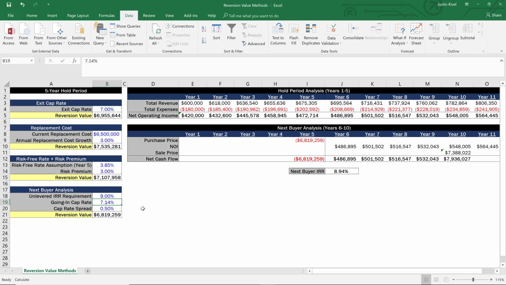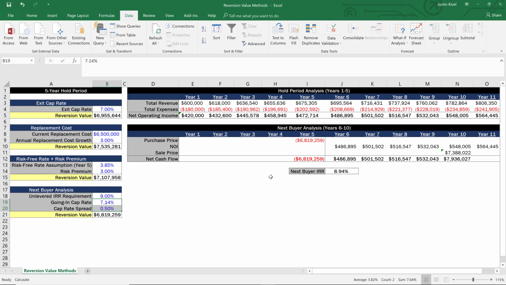Finally, we're going to assume some sort of cap rate spread. This cap rate spread is basically saying that we believe the next buyer is going to buy at this cap rate, and then they are going to underwrite using a cap rate spread of 50 basis points, meaning that when they sell the property, they will assume they sell it at a 7.64% cap rate. That's derived by adding 7.14% and 0.5%, which gets us 7.64.